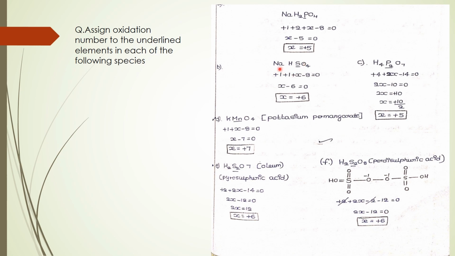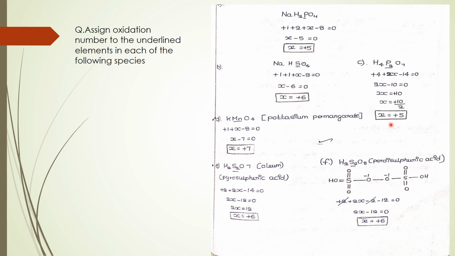And next one, NaHSO4, here the underlined atom is sulfur, so we need to find oxidation state for sulfur. Sodium +1, hydrogen +1, let us take sulfur as x, and oxygen 4 into -2 is -8, equal to 0. So x minus 6 equal to 0, x is equal to +6, so sulfur oxidation state is +6 in this compound. H4P2O7, here 4 hydrogens +4, 2 phosphorus 2x, minus 14 equal to 0. So if you find the oxidation state of phosphorus, x equal to +5.